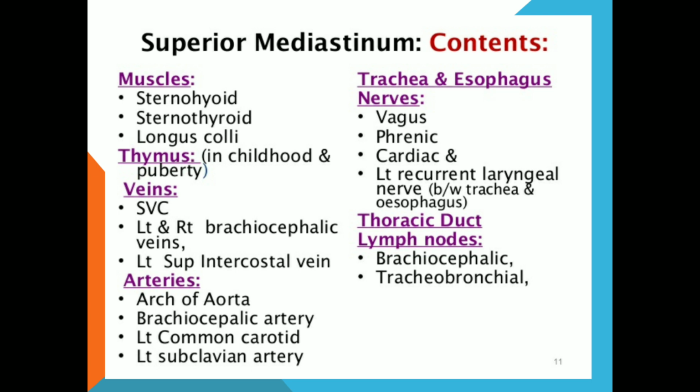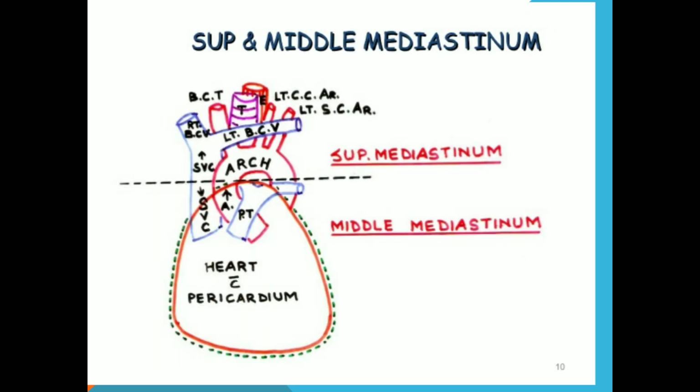So remember, first you have to mention the muscle. After you mention the muscle, name the veins, then you name the arteries, then you name the nerves. Then the windpipe is the trachea, the food pipe is the esophagus. So you have to name all this content in the superior mediastinum and practice this diagram.